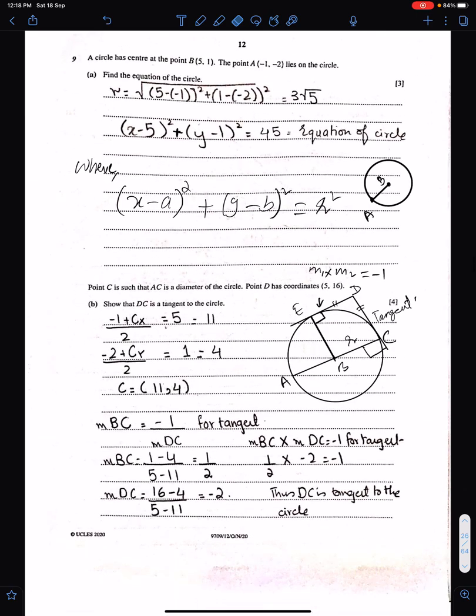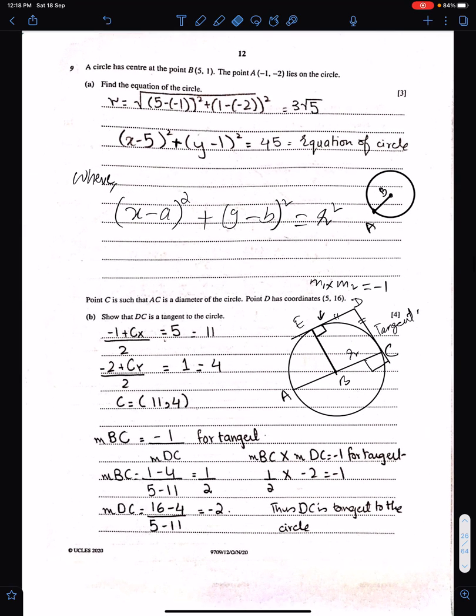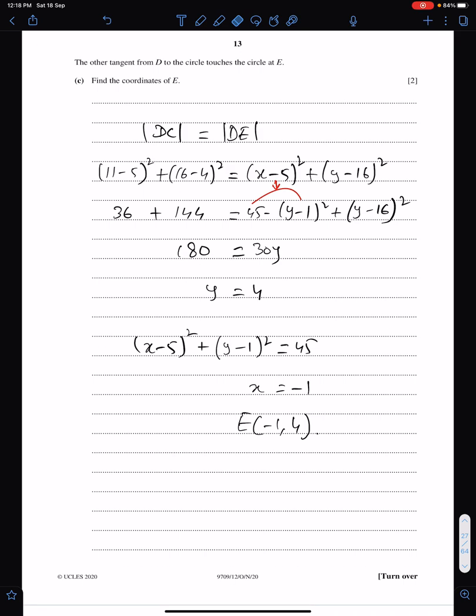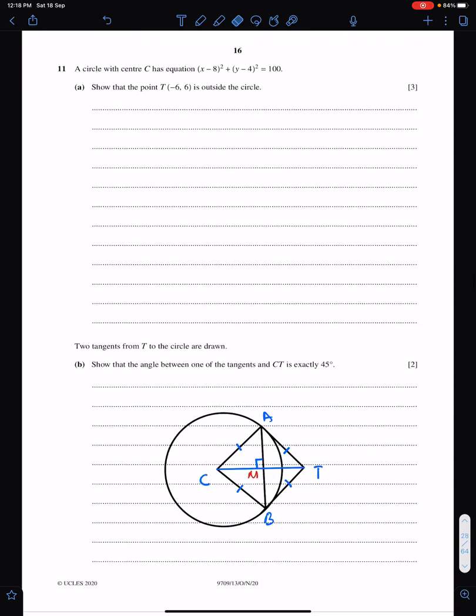This is the complete solution. Next question.